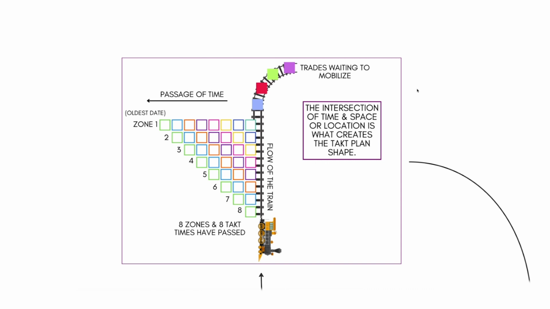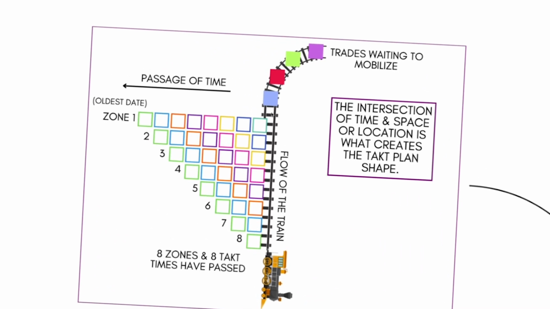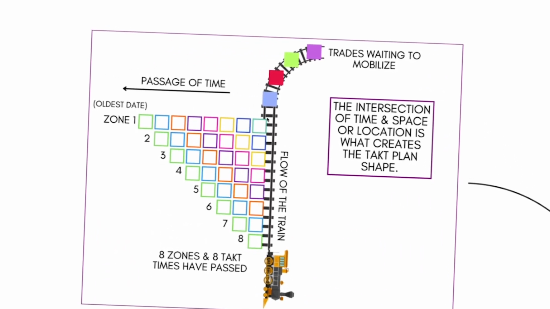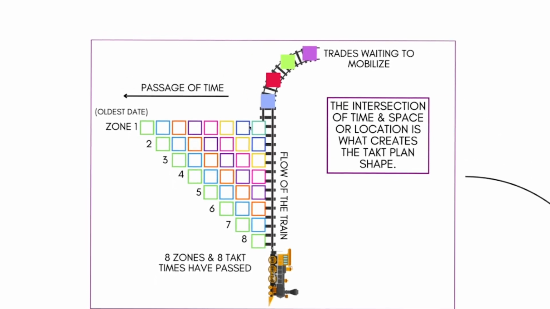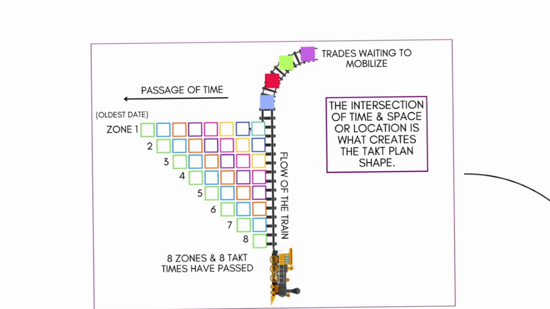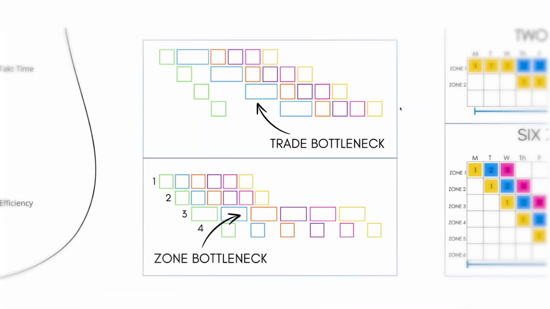Really, all I want to say is that when you're looking at a takt plan and you see a train of trades flowing through zones, this diagonal shape or the eventual parallelogram is really just us visualizing the movement of the train in time and space. And so you might say to yourself, well, why is that important, Jason? And I'm glad you asked.